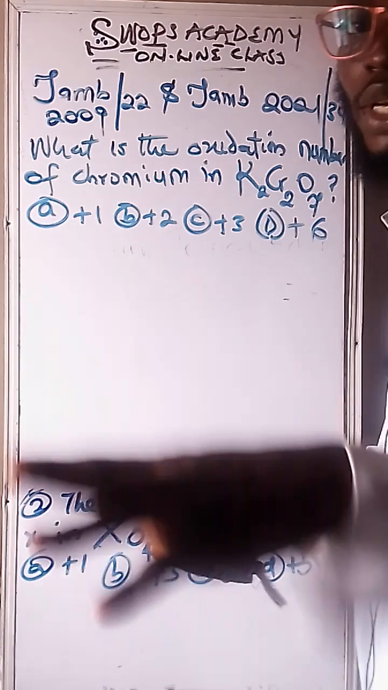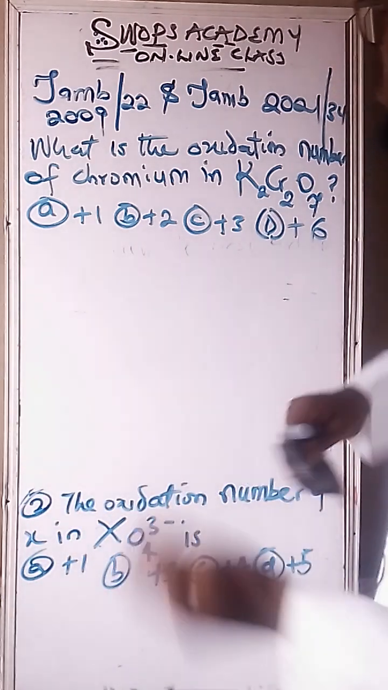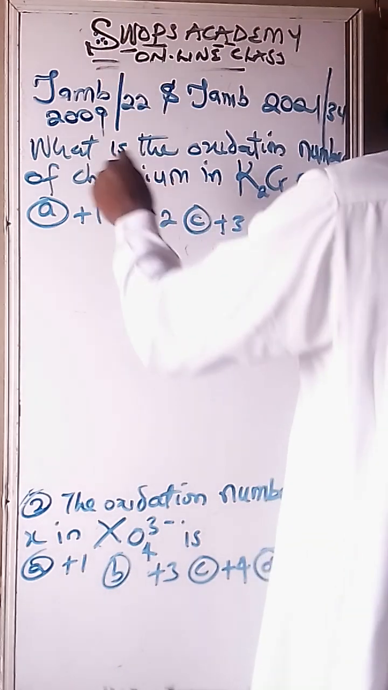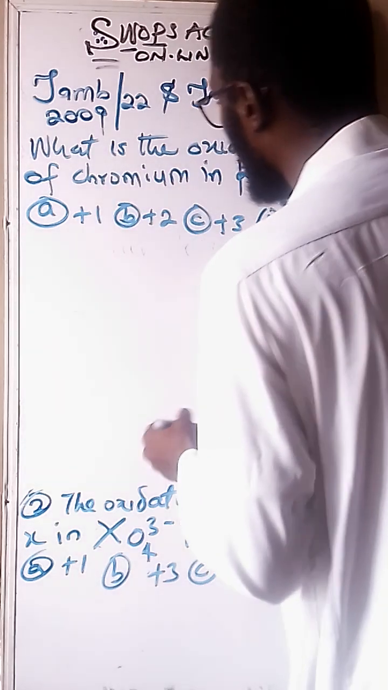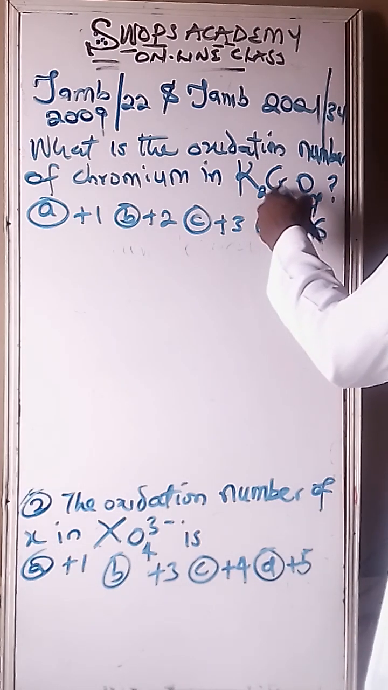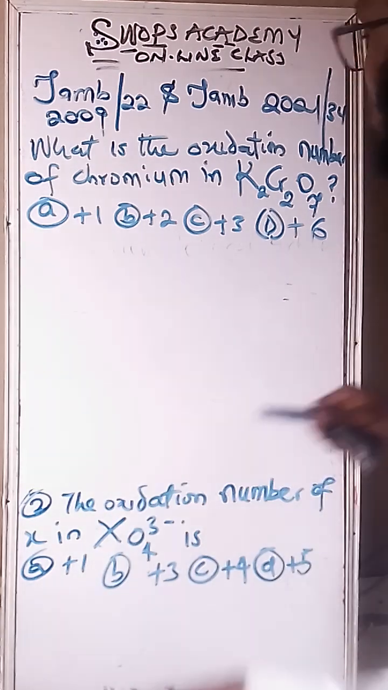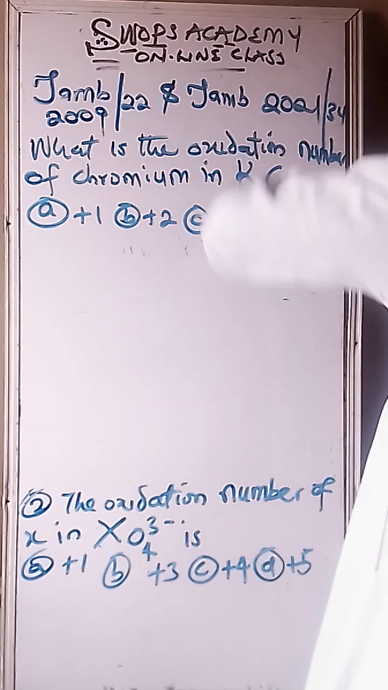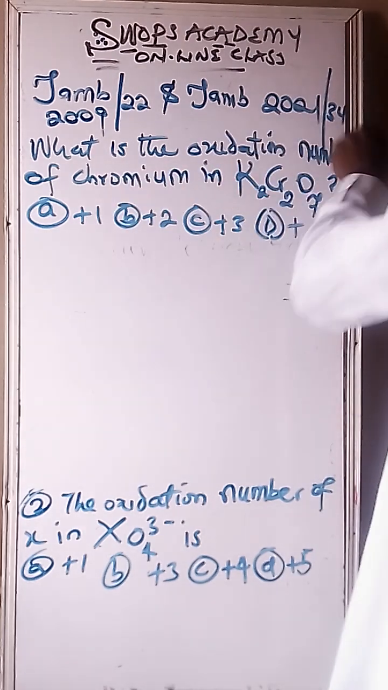Once you get the concept, follow the rules and how to do it, you are free to easily get your answer. Now see, a repeated question: what is the oxidation number of chromium in K2CrO4? Know that the symbol for chromium is Cr. K here is the symbol for potassium. O here is the symbol for oxygen. What is the oxidation state or oxidation number of chromium? They can use state or number anyhow.